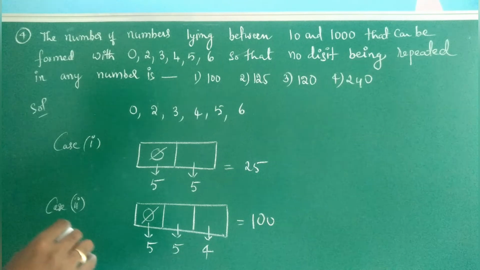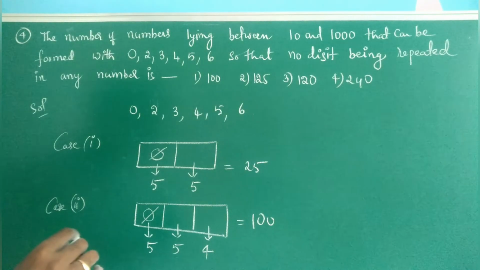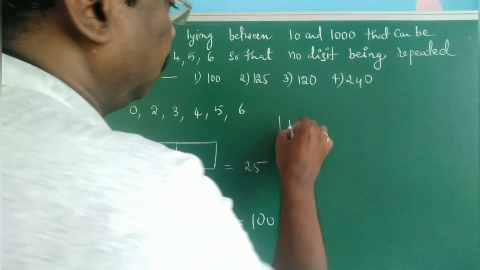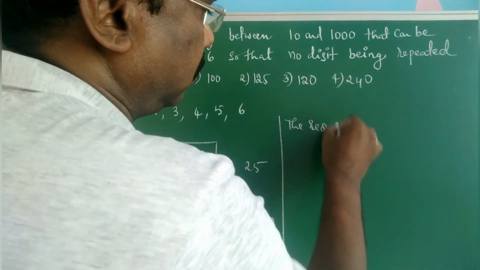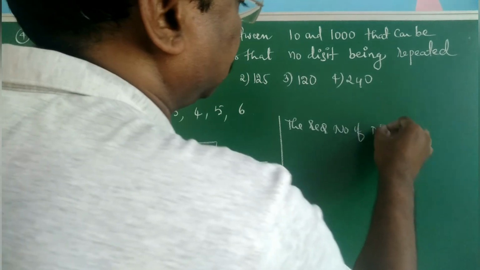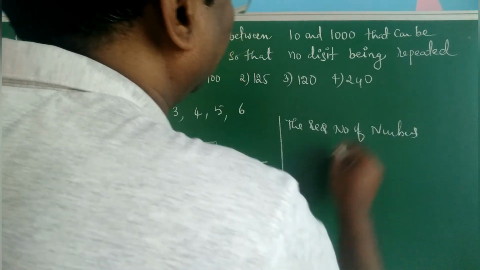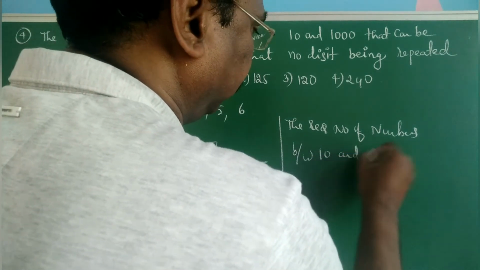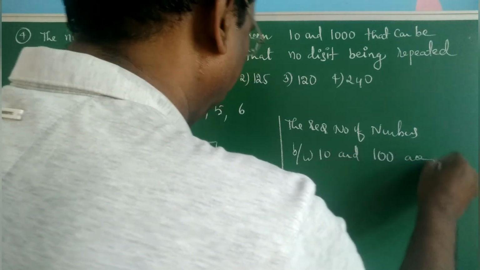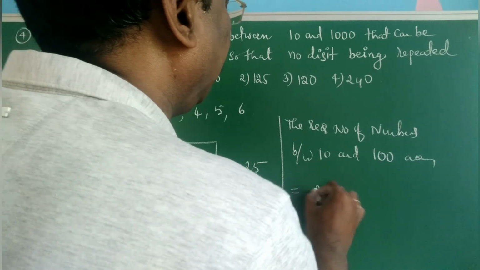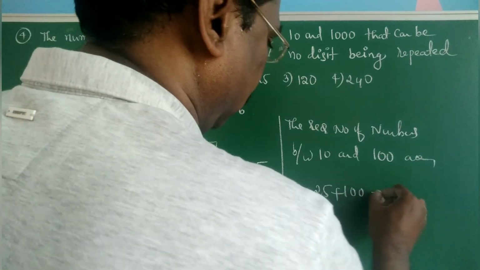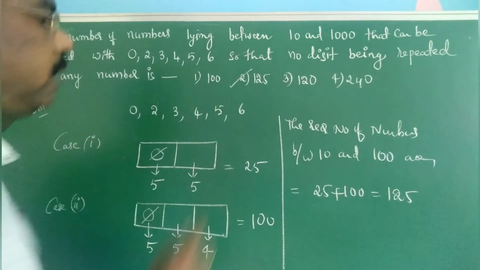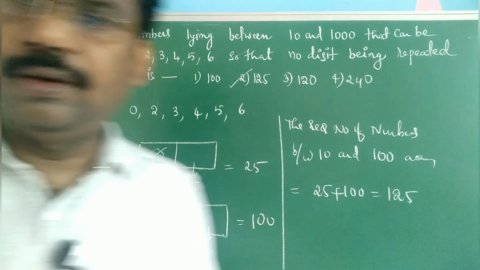Therefore, the required number of numbers between 10 and 1000 is 25 plus 100 is equal to 125. Now the second one is the correct one.